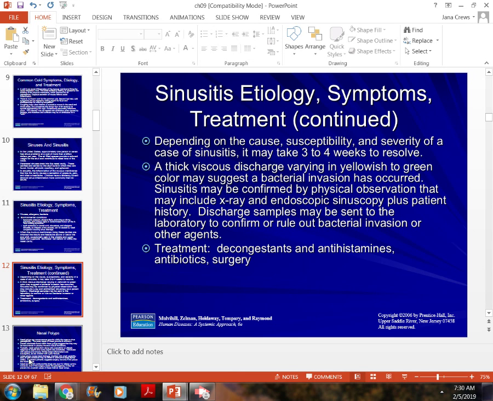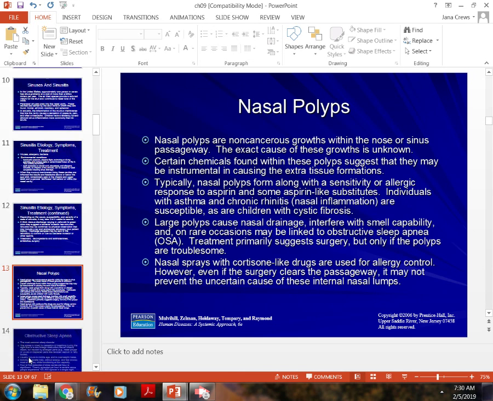There are times people have to have surgery on their sinuses. The sinuses become impacted and they won't drain. After a month, they're still full, and so they'll have to go in and drain those sinuses. Not often, but it does happen.